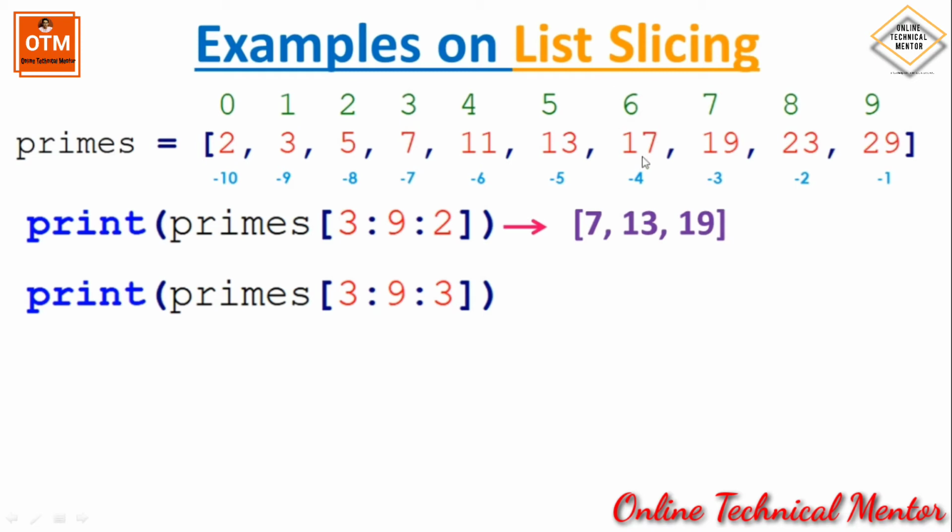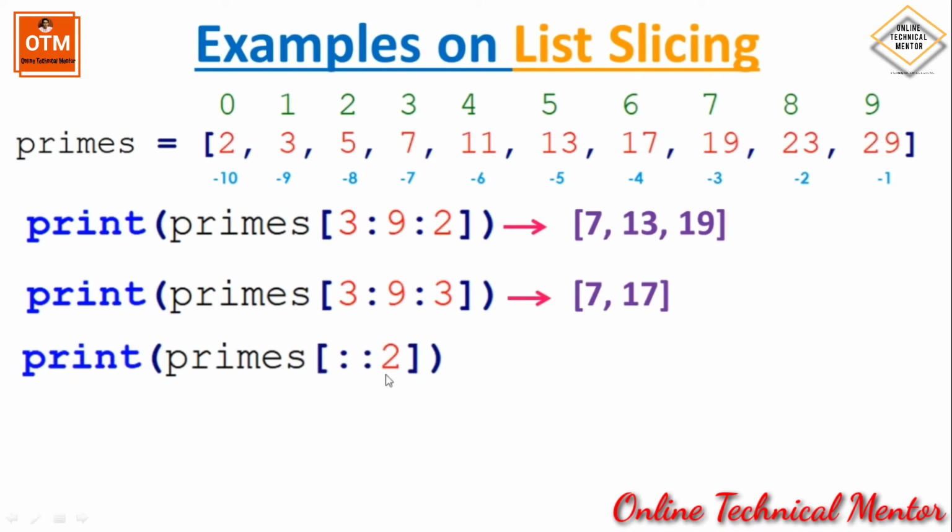The value of index 6 is 17. So after printing 7, it will print 17. And then when again we add 3 with 6, it will be 9, which is out of range. So 3 colon 9 colon 3 will return 7 and 17, this sequence.